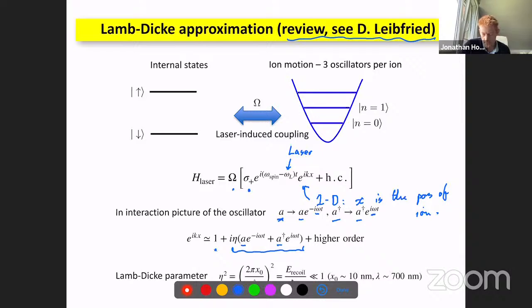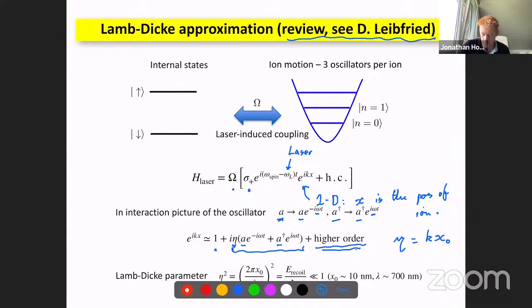And one of the things I have to do there is say, how far should I go in my expansion, right? What are the higher order terms here? In the typical regime we work in, when this parameter eta, which is basically k times x naught, the zero point RMS motion of the oscillator, is much, much less than 1, or at least when eta squared is much, much less than 1, then we can truncate this expansion and get rid of the higher order terms.